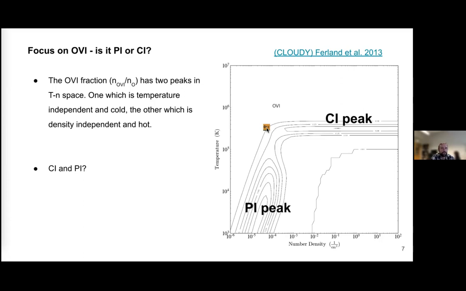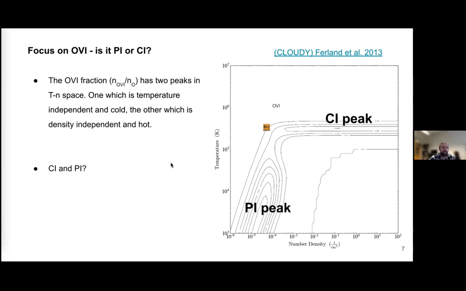So if you are looking at oxygen 6 and you are saying it's tracing out hot gas, it's going to have to be a higher density than you think, because it can't trace out hot gas that's also low density, at least not as well as it traces out either hot gas that's higher density, or it traces out kind of cool gas that's low density. So that makes it confusing.